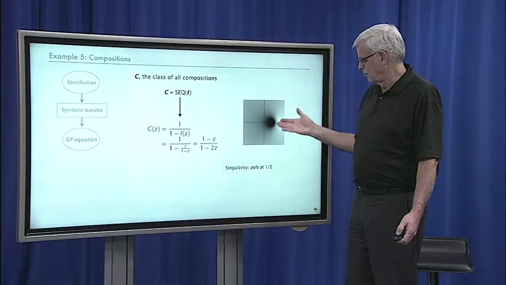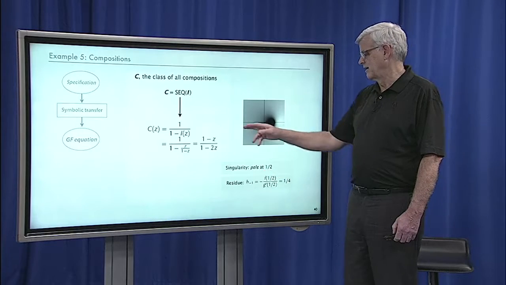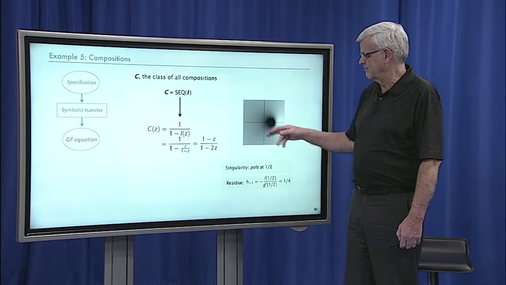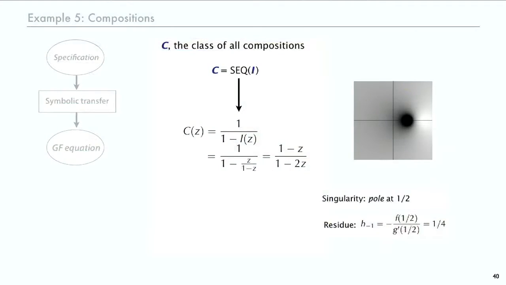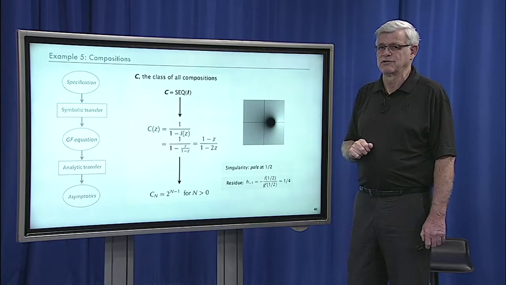And that's a single pole on the real line closest to the origin. We can compute, evaluate the numerator at 1/2 as 1/2, differentiate the denominator, evaluate it at 1/2, we get 2, so that turns out to be 1/4. And so the asymptotics, the coefficient is divide those two and get a 1/2, and the exponential growth is 2 to the n, 1 over that. So the end result is 2 to the n minus 1, as expected for compositions.